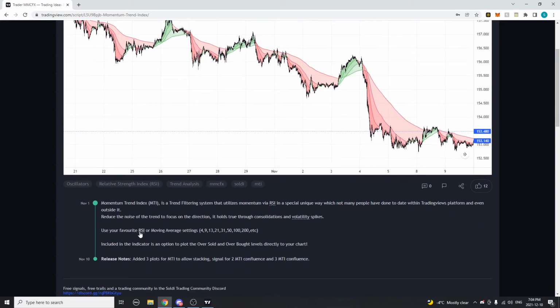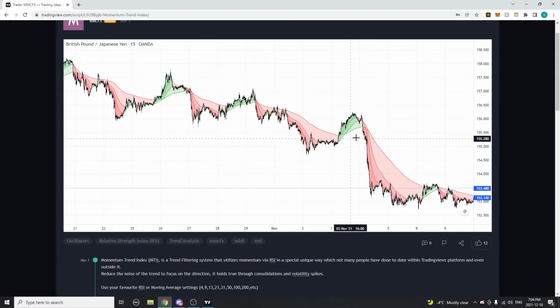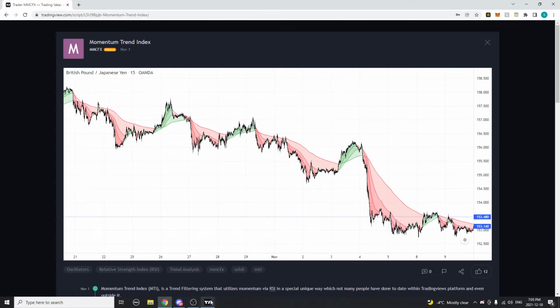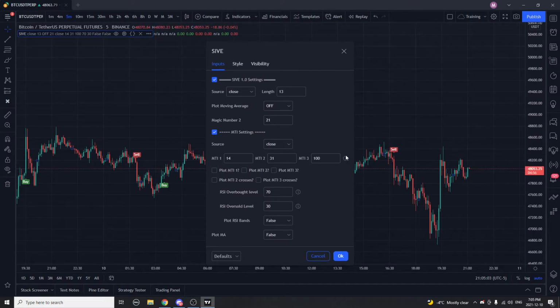I suggest you use your favorite RSI or moving average settings, 4, 9, 13, 21, 50, 100, 200, etc. They all work very well. Each one gives you a different look on overall price action and trend. Now, if you are a person who likes using the 50, 100, 200, 3 EMA setup, you might find that this actually gives you even better price development and trends. Mess with it, see what you like, but what I've built into the default settings of Sive is what I find to be most effective. And again, I highly suggest just leaving this as close.